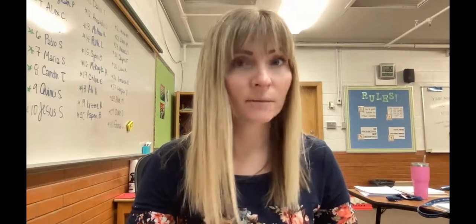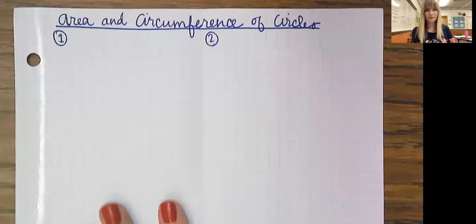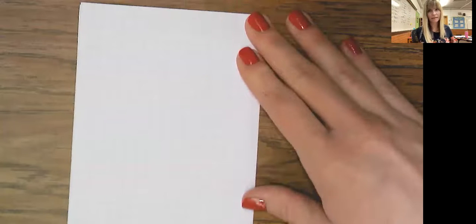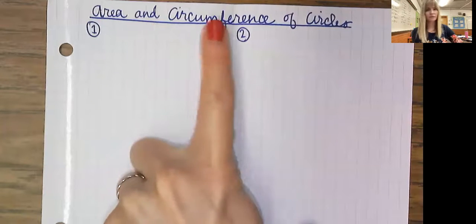So you need a piece of paper, you need pens and pencils, and we're going to start by doing a few examples together. All right, so here's my setup. I just have my piece of paper and all I did was fold it once vertically to give myself two columns to organize my work. So this says area and circumference of circles.